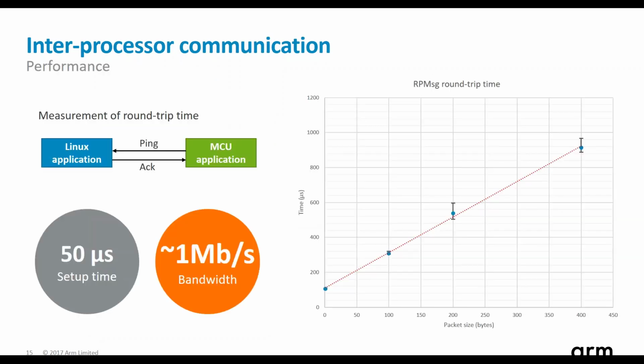One of the questions that we usually get asked about inter-processor communication and RP message is the performance. What's the performance? How fast can I push messages from one side to the other? We did some tests. Our test case is from the MCU application, a normal Cortex M4 RTOS application. We sent a message with a specific size. The Linux application was listening to this message, and as soon as it received the message, it replied with the same message back to the MCU application.